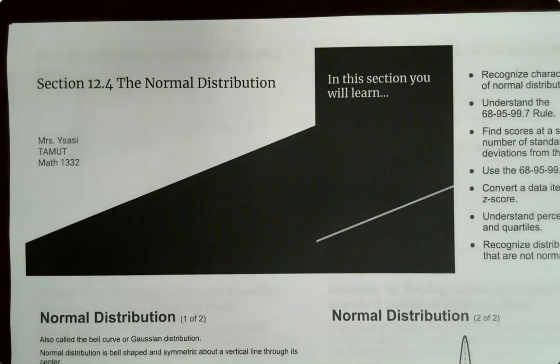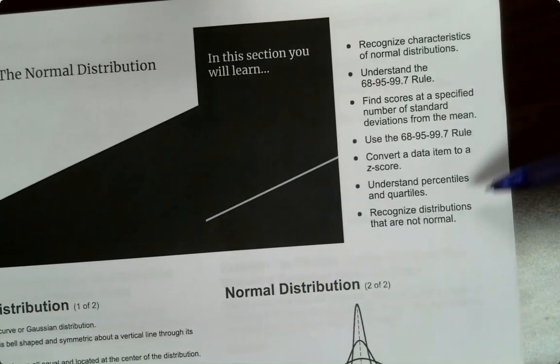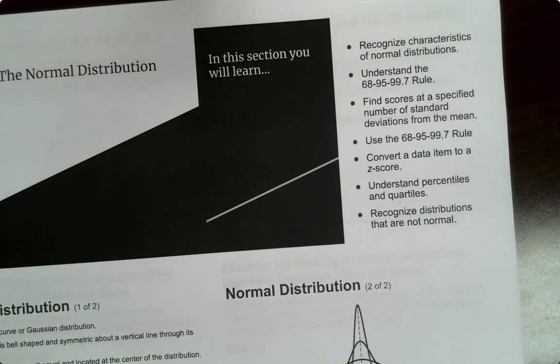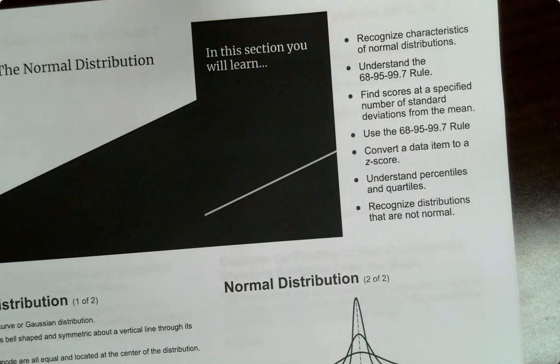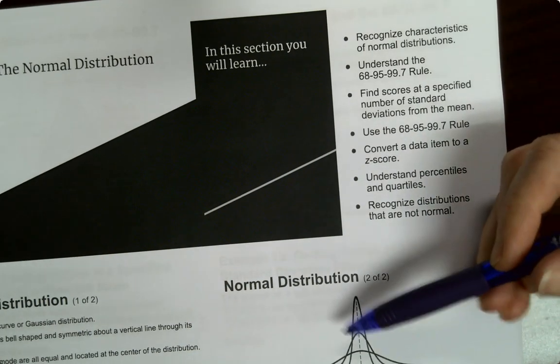We are looking at 12.4, the normal distribution. So here is what we will be covering in this. We have a lot of pictures of graphs of distributions. So these are the histograms.